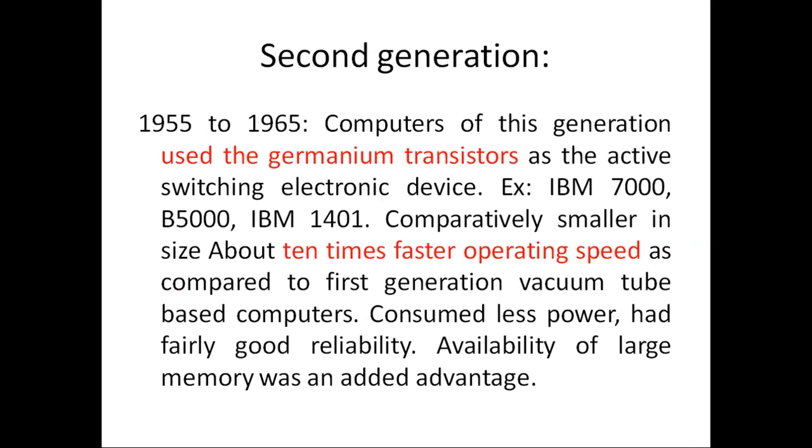Then 1955 to 1965 came the age of second generation computers. Computers of this generation used the germanium transistor. Here we are using the transistor. Okay, that germanium is there.